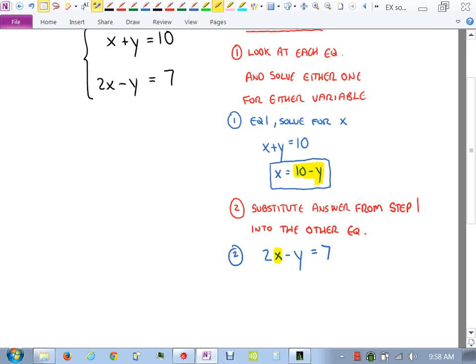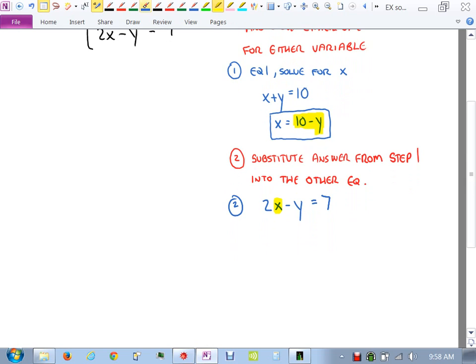Now, had I solved for y up here, I would have plugged it in here. So we have to just pay attention to that. So let's go ahead and plug that in now. It'll be 2(10 minus y) equals 7. Now, is that correct? Parentheses, right? Because that 2 is going to multiply. So that 2 right here multiplies by the x, so that can multiply the 10 minus y. Okay, that's the step 2, substitute.